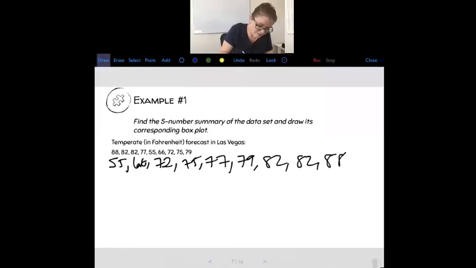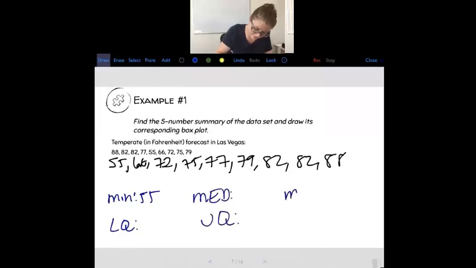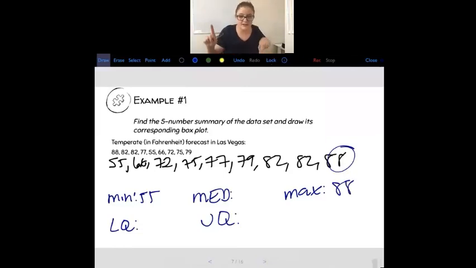Okay, so remember, your minimum value is your smallest value. Our lower quartile, I usually do median, upper quartile, and then the max. Your max is your highest value, and your median is what cuts the data set in half. So again, cross off values as you go, and you'll end up with your median at 77.